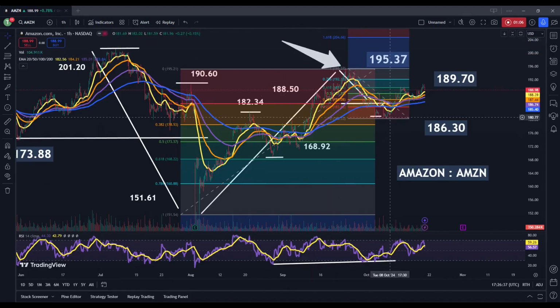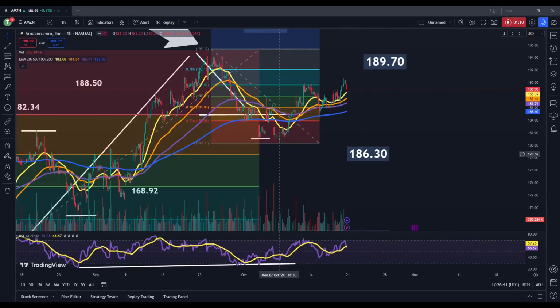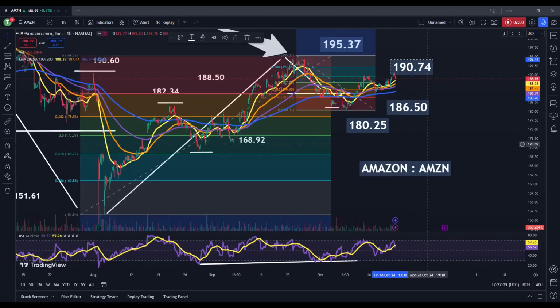Share prices did fall to these lows, which came in right around, this would be 180.25, it looks like. Not sure why I have this other number here. 180.25 would be this near-term low. These are the main levels to watch at the moment.